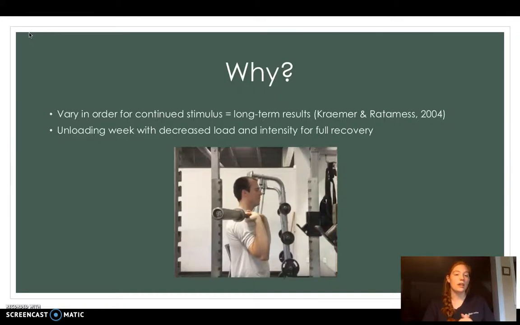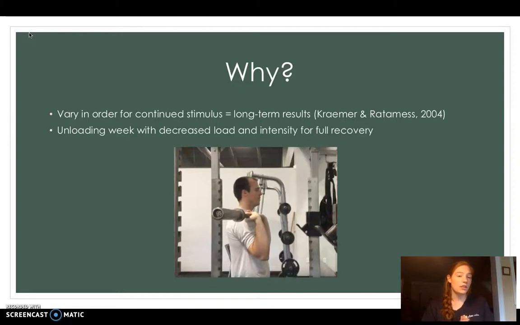He also was varied in order for continued stimulus. So you want to change it up. You don't want your body to get used to doing the exact same thing every day. If you are doing the same workouts, the same exercises, you're not going to reach all the small points, all the little stabilizing muscles. You want to always have different things for continued stimulus. That'll result in better long-term results.